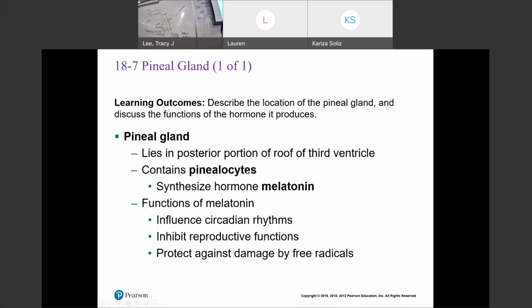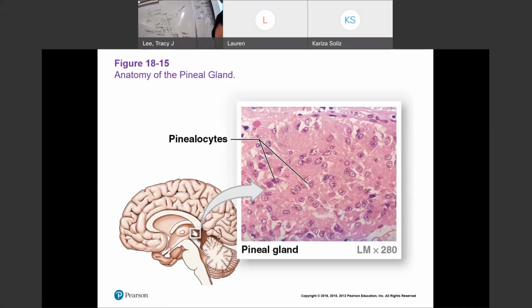Pineal gland. Our cells are pinealocytes. They secrete melatonin. It's in charge of sleep cycles or circadian rhythms. It does some of that melatonin, which calms us down and helps us go to sleep, which is really part of those circadian rhythms. This shows our pinealocytes.